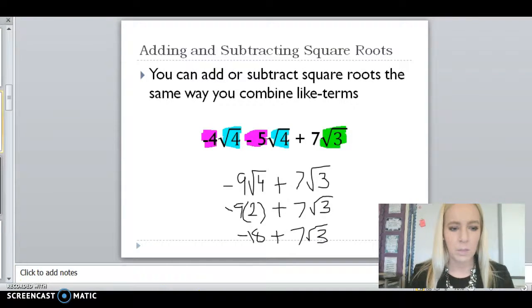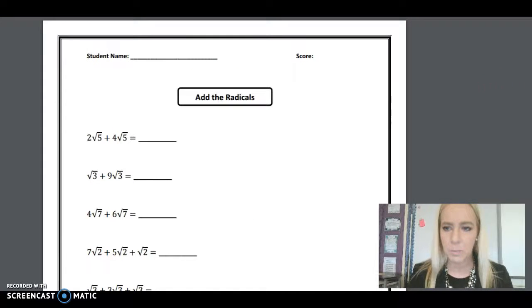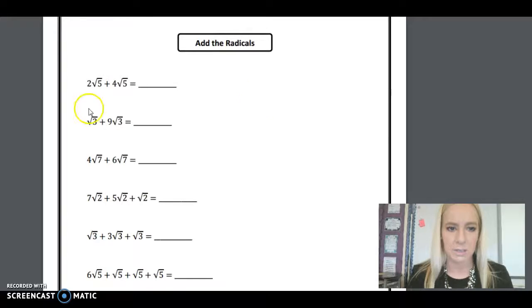So both math groups have two different worksheets. I'm just going to talk about both of them briefly. The first group, your one worksheet looks like this: all adding, and the second one is all subtracting. A couple things I want to talk about. You may want to highlight square root of 5, square root of 5 in one color, and your term out front in another color.